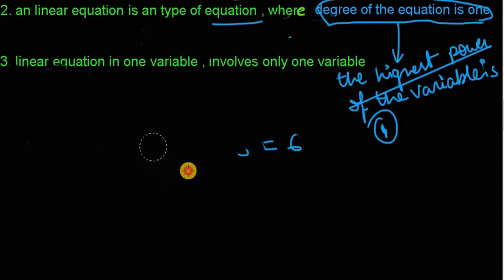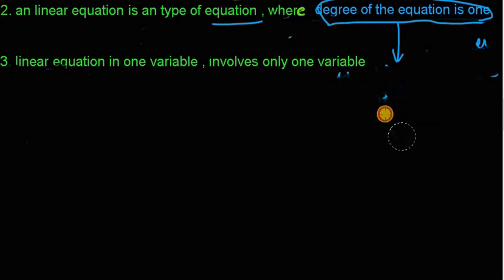So let's carry on to the next thing, that is, what is a linear equation in one variable then. So linear equations are of 3 types. Linear equation in one variable, linear equation in 2 variables, and linear equation in 3 variables. In class 8 we will study linear equation in 1 variable. One variable means the equation only has one variable.